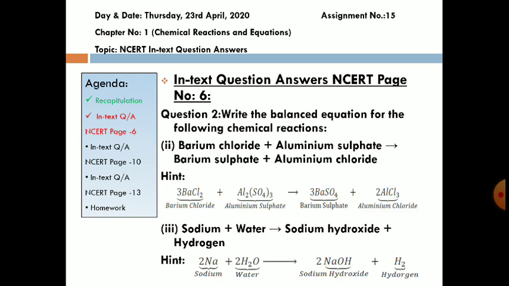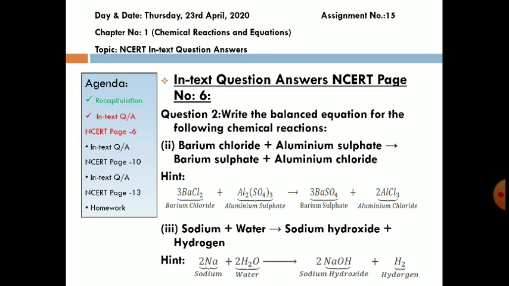Second equation, barium chloride plus aluminium sulfate gives barium sulfate plus aluminium chloride. Barium chloride, chemical formula of barium chloride is BaCl2. Chemical formula of aluminium sulfate is Al2(SO4)3. Barium sulfate, chemical formula is BaSO4. Aluminium chloride, chemical formula AlCl3.